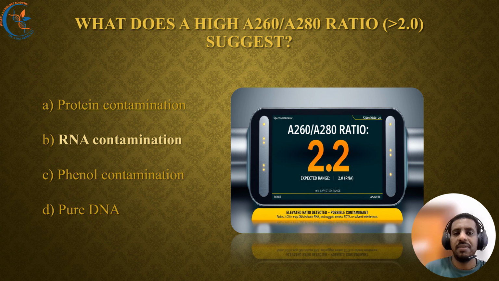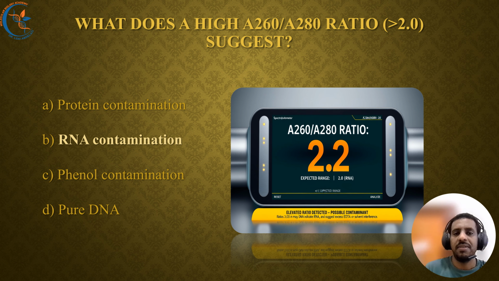Okay, next question. If a DNA sample has an absorbance 260 over 230 ratio, let's focus, less than 1.8, it's likely contaminated with what? The correct answer is carbohydrates or phenol. Let's move on.